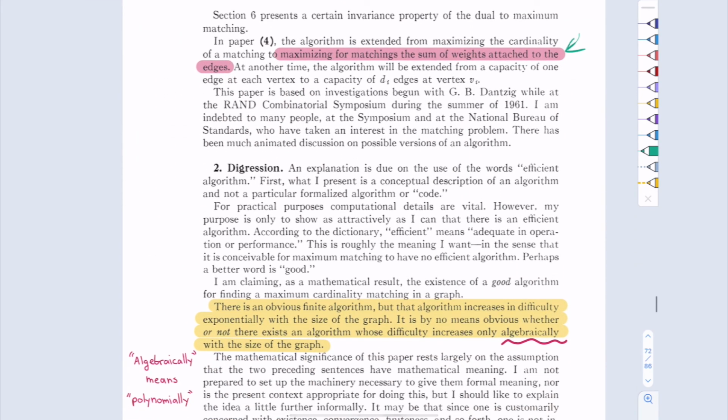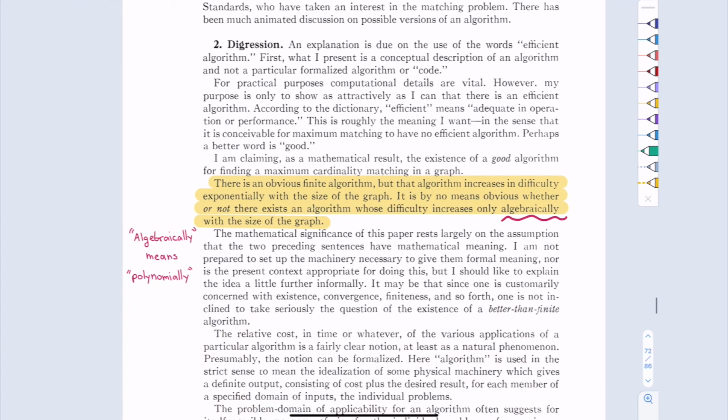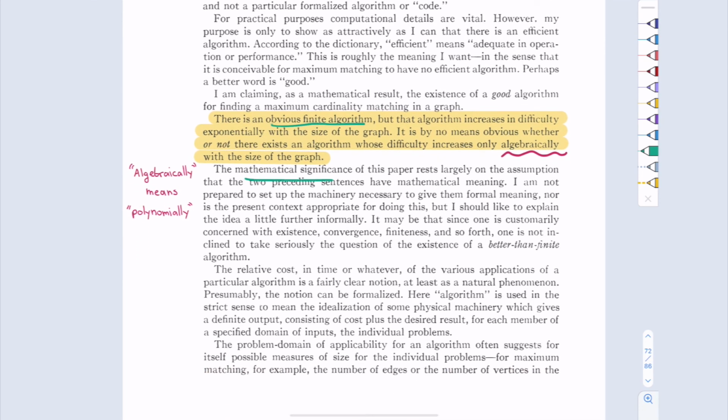Later he does weighted matching, that's also important. But here: there's an obvious finite algorithm, but that algorithm increases in difficulty exponentially with the size of the graph, so I guess you can just enumerate all possibilities. It is by no means obvious whether or not there exists an algorithm whose difficulty increases only algebraically with the size of the graph. Algebraic was, I guess, the 1960s word for polynomial. The mathematical significance of this paper rests largely on the assumption that the 2 preceding sentences have mathematical meaning.